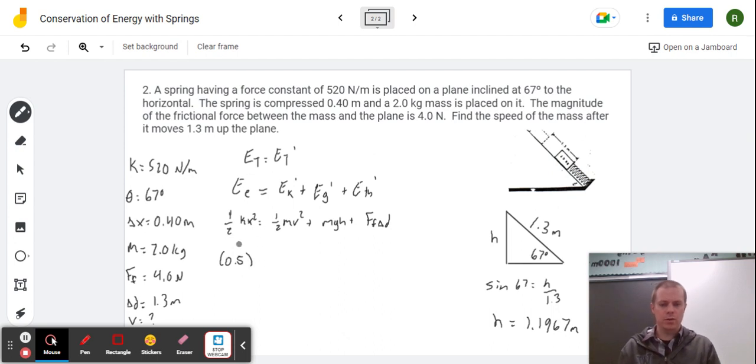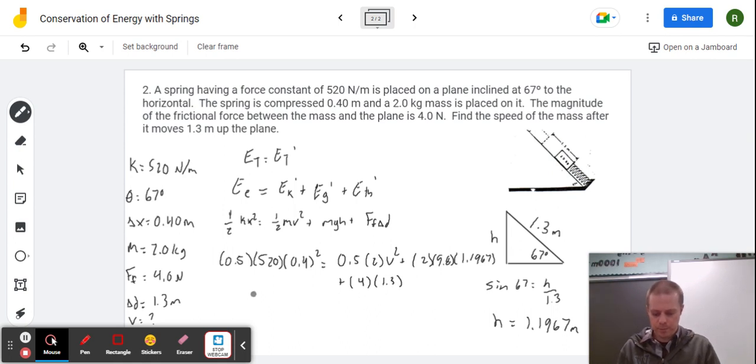When I do calculations, I have to replace 1/2 with 0.5. So 520 times 0.4 squared equals 0.5 times 2 v squared plus 2 times 9.8 times 1.1967, taking 4 decimal places for accuracy, plus 4 times 1.3. The left side, when we put this all together, will give us 41.6.